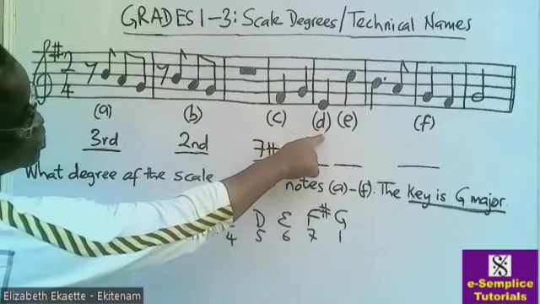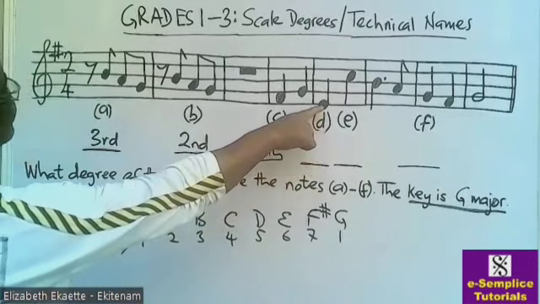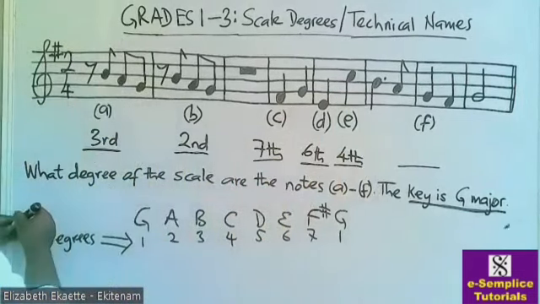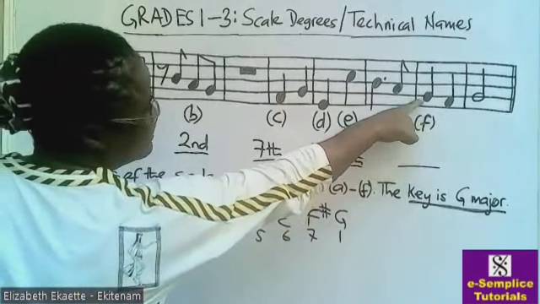Next, we have the note labeled D, and that note is E. Come here, E is the 6th degree. So you put 6th here. Now, the note labeled E is letter C. Coming here, C is the 4th degree. And the last, the note labeled F, is actually G. Come here, you'll see that G is the 1st degree. So first. So that is how to answer a question like this if you find it in the exam.